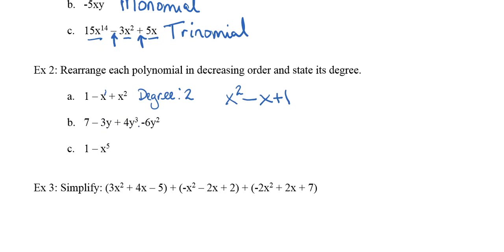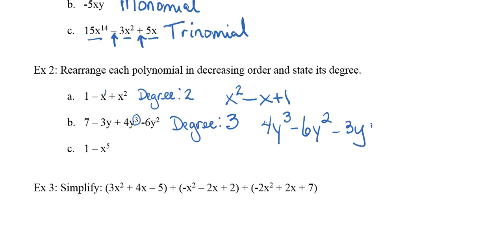In the example B, we have 4 terms. So we're looking through to find the highest exponent, and that is the 3. So that is our degree of this expression. It's a third degree. It has 4 terms, but it is a third degree. Now we're going to put them in order. Highest one first, so 4y cubed minus 6y squared minus 3y plus 7.